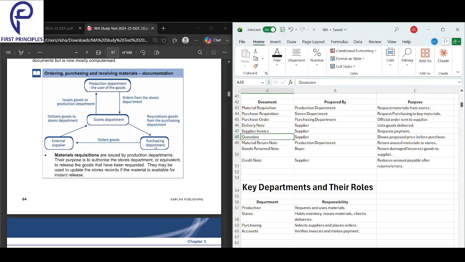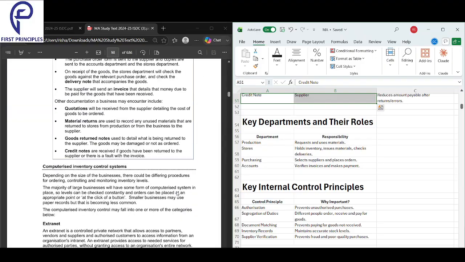Quotation is also sent by the supplier to the purchasing department when we are inquiring about what products they have and at what price. Material return note: if the production department has anything extra they want to return, or anything that is faulty, they issue a material return note. Goods return note goes from the stores department to the external supplier, and in exchange the supplier gives us a credit note which we can use later on.